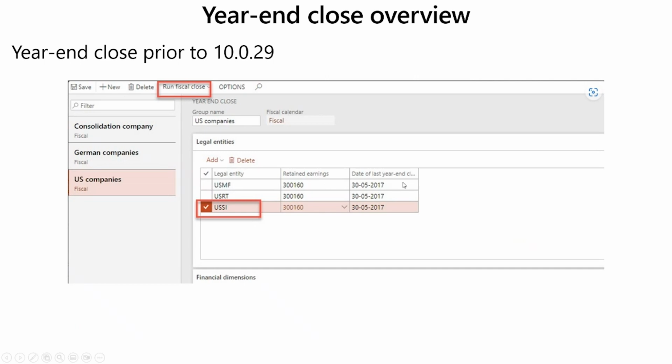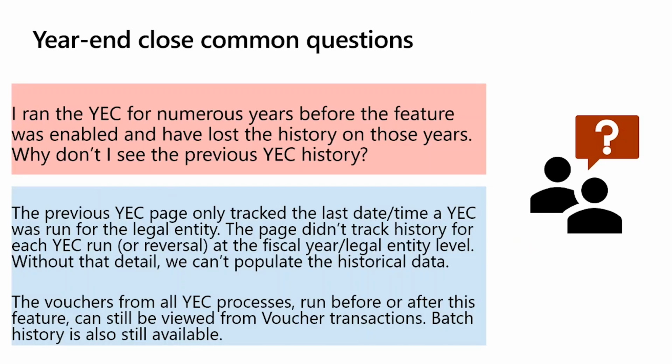So every time you run the year-end close, regardless for which fiscal year it was for, the date is updated for the last time you run the fiscal year-end close. We did not ever keep a history of individual legal entity plus fiscal year combination for when the year-end close is reversed or run, either one. So if we go back to the answer, the previous year-end close page, as we saw, only tracked the last date and time the year-end close is run for that specific legal entity. We don't or did not track the individual year-end close runs or reversals for the combination of the year and legal entity.